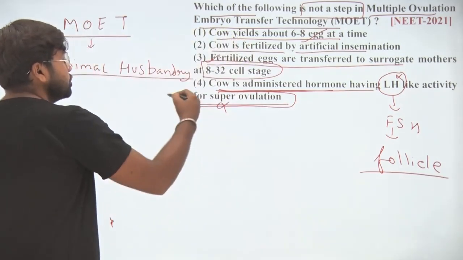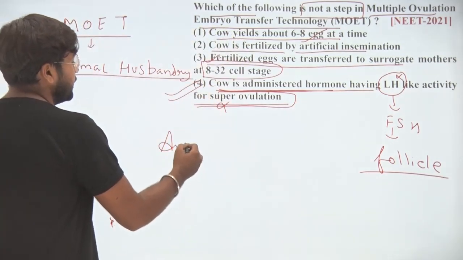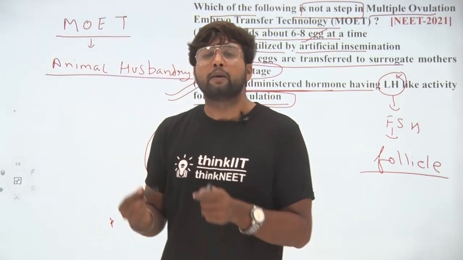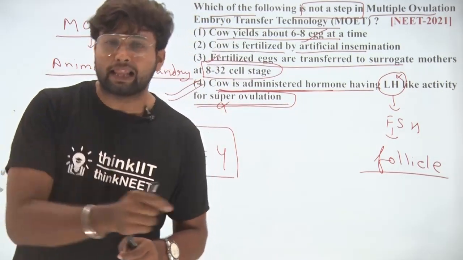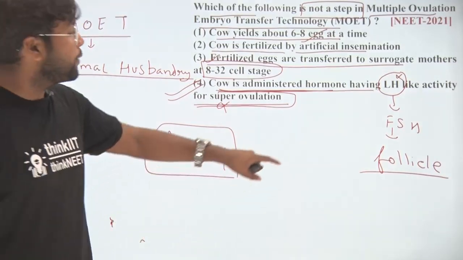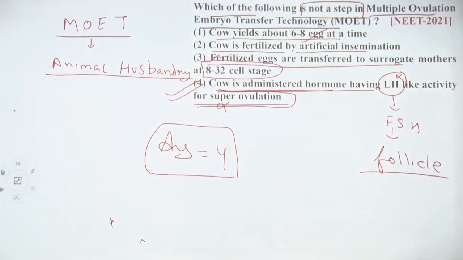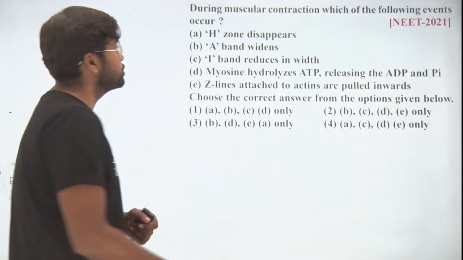superovulation. So the correct answer for your question goes to the fourth, that the fourth option is incorrect because the option is saying LH. It is totally incorrect. The option must say FSH for the correction. Clear? Thank you. Friends, let's have a look toward the next question.